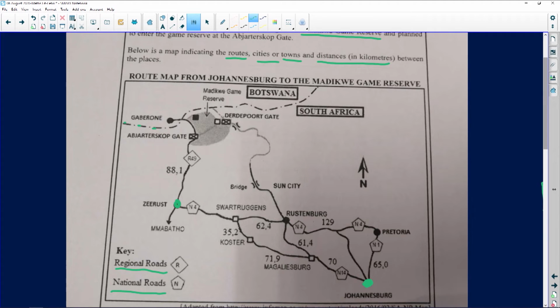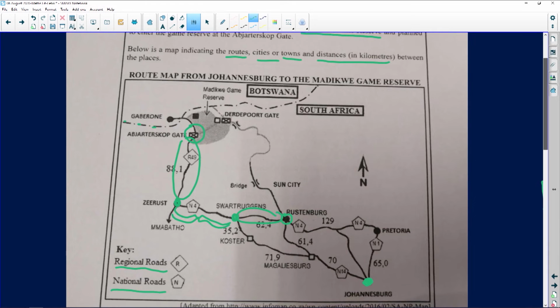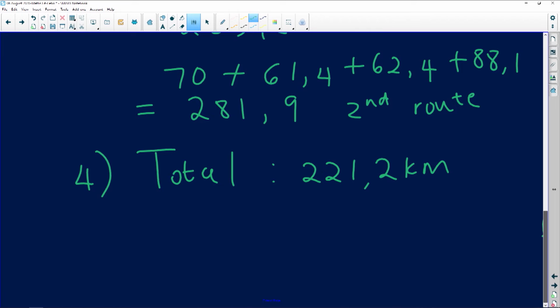So it says we need to find this distance. Remember I said to you, we don't have this distance via the N4. We don't have that distance. So now we are asked to calculate that distance. But what we are given is that between Rustenburg and the gate over here is 221. So what I'm going to do is take that 221 and subtract this route and this route, which will then give me the unknown. I'm moving from known to unknown. Let's go and do that basic calculation.